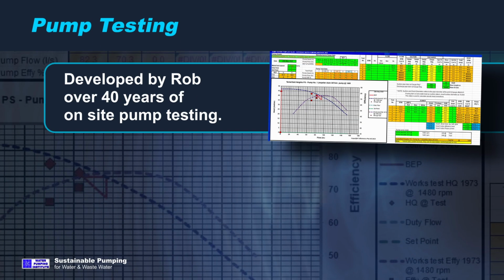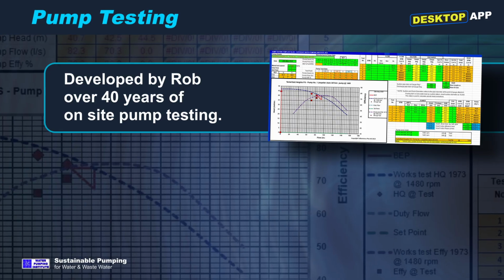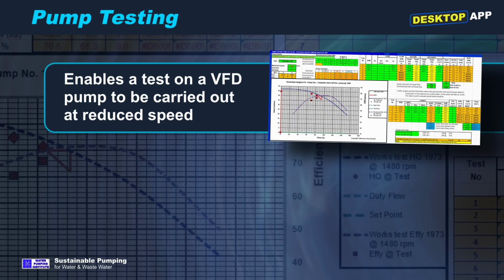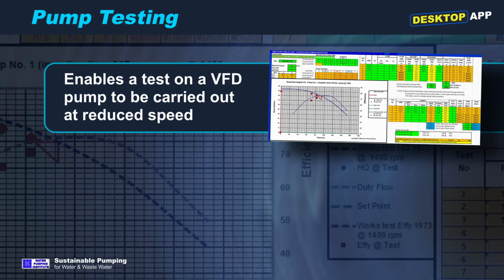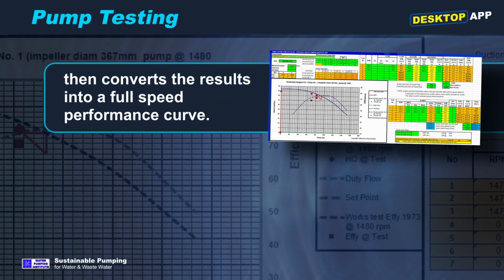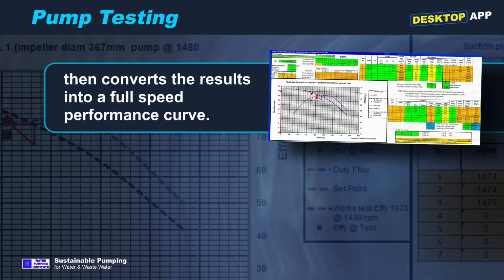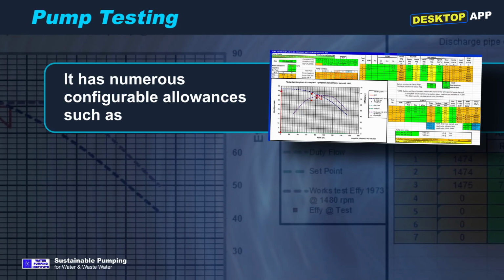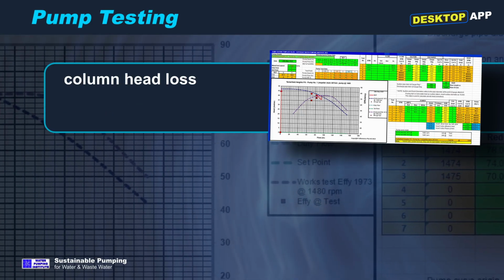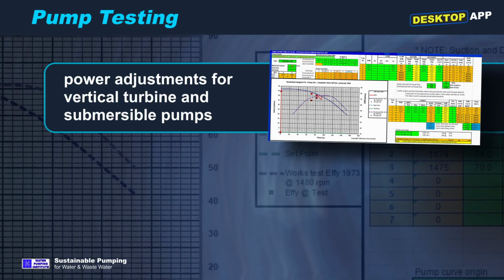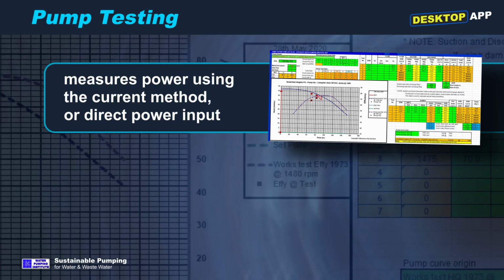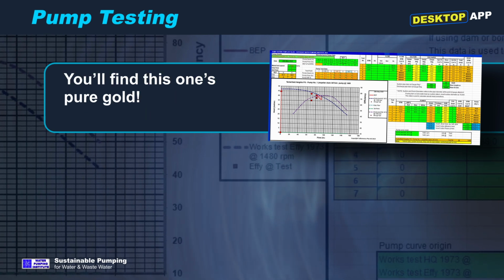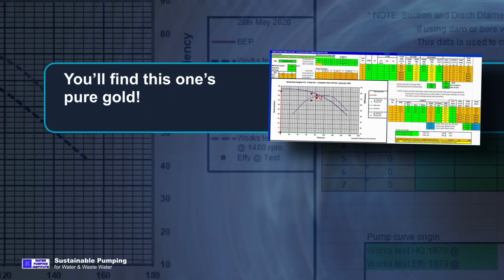And finally, our pump test log is an elaborate spreadsheet developed by Rob from over 40 years of on-site pump testing. It enables a test on a VFD pump to be carried out at reduced speed and then converts the test results into a full speed performance curve. It has numerous configurable allowances such as gauge and height corrections, column head loss, power adjustments for vertical turbine and submersible pumps, and measures power using either the current method or direct power input. You'll find this one is pure gold.